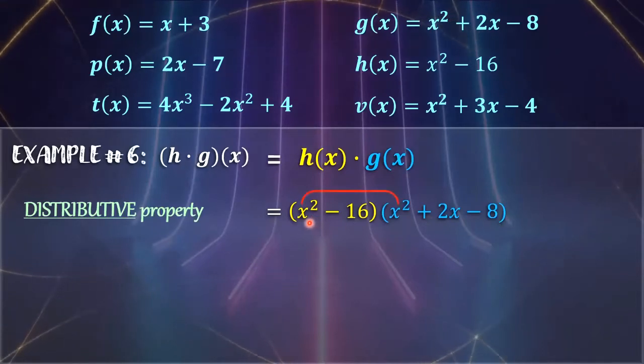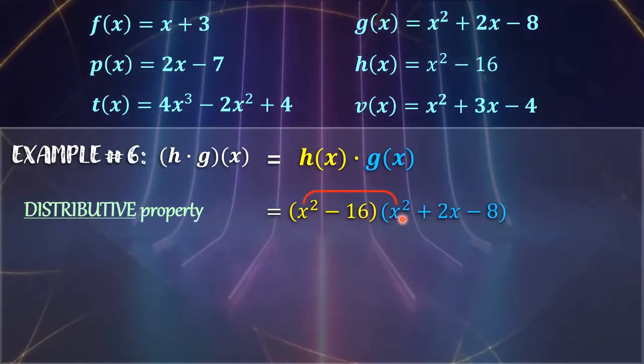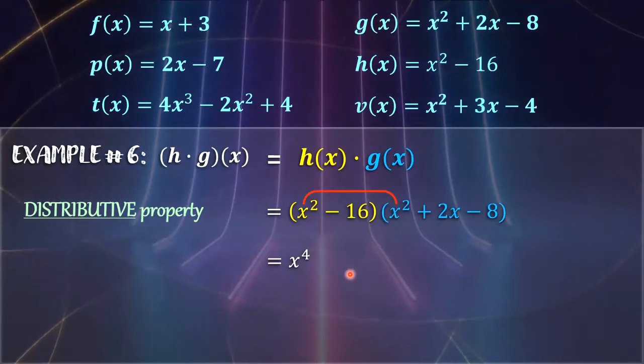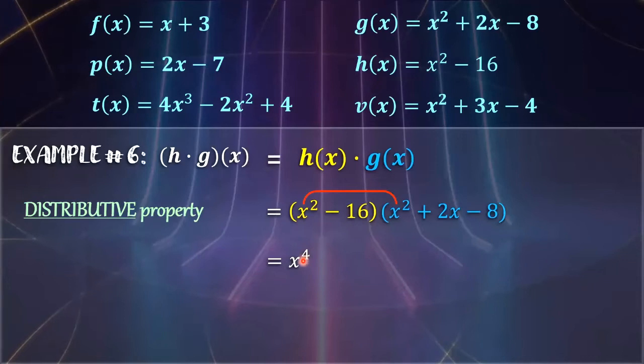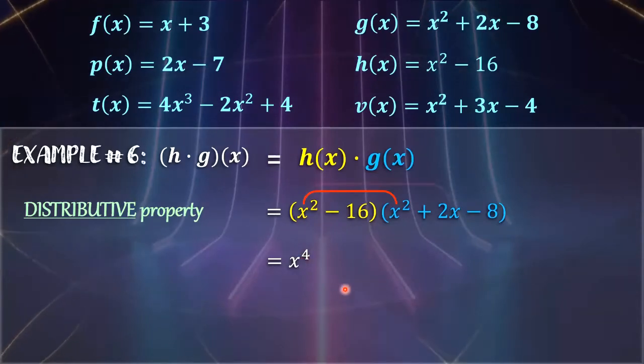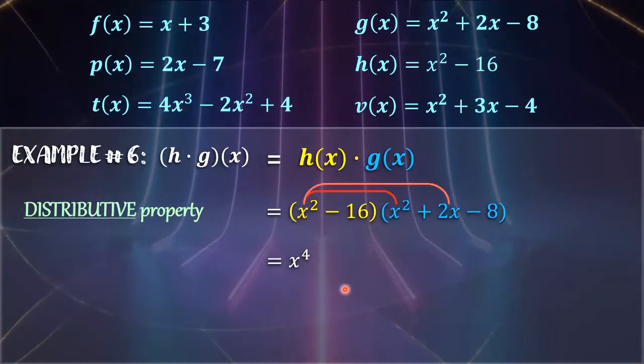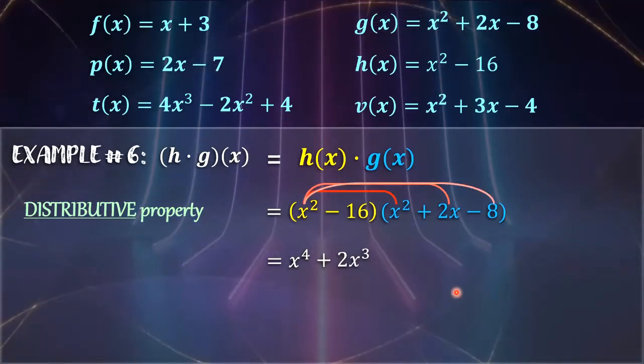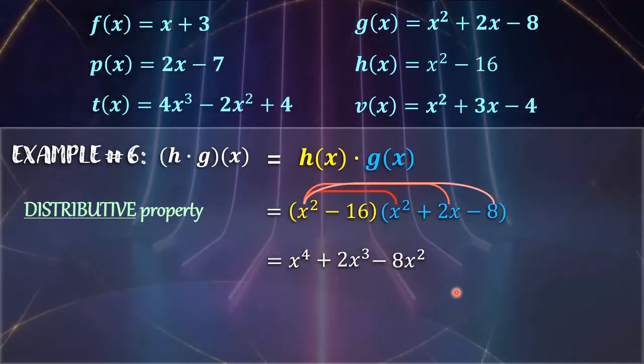Distribute x squared to the second function, x squared times x squared. We have x raised to the power of 4. Again, multiplying variables, we need to add the exponent. x squared times 2x, that's 2x cubed. x squared times negative 8, that's negative 8x squared.